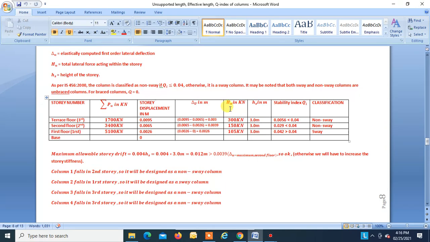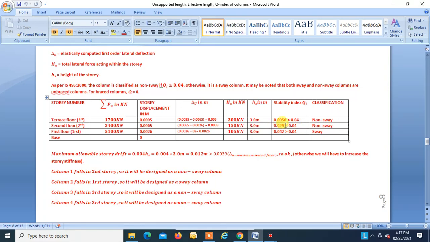HU again we have found from the load given on the frame. And HS is the height of the story, which is constant, 3 meters, 3 meters, 3 meters. So we know everything. So we can find the stability index Q for each floor. For third floor, Q is found to be 0.0056, which is less than 0.04. That means all the columns on this story will be designed as non-sway columns, right?